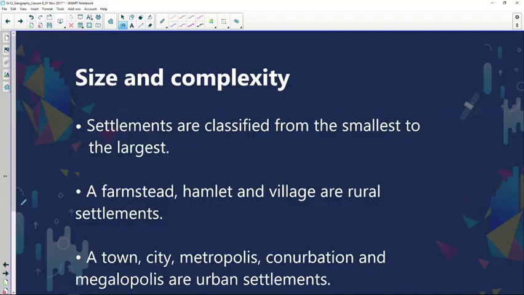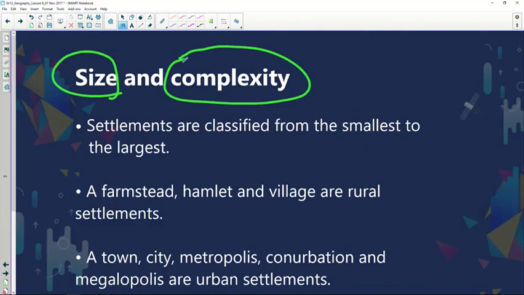Now, if you look at the next slide, rural settlements are classified according to size and complexity. Like I've already discussed with you, complexity is not very high because it's only focused on a single economic activity like farming. And with size, we're talking about the settlement, the number of people that live there. Most of the land in rural settlements is used for agriculture, and it's usually just the farmer, so the settlement itself is going to be very small.